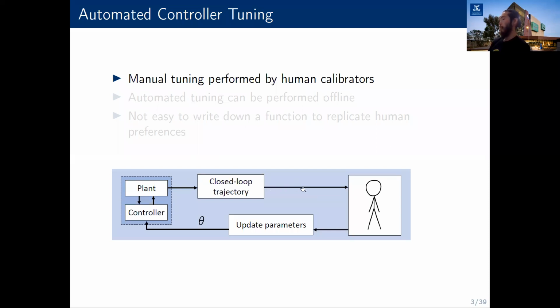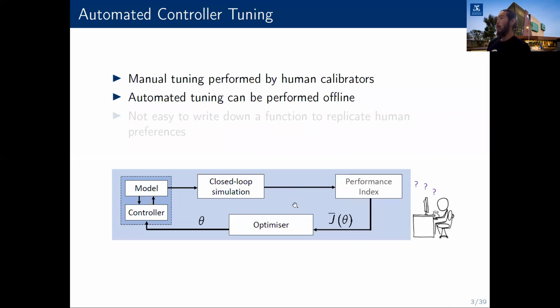So suppose this human calibrator would rather not have to do so much manual tuning. The natural thing to do would be to offload some of this work to a computer. So now we're considering an automated controller tuning approach offline. We've got a model of the plant and a controller in simulation. This generates a closed loop simulation, which gets evaluated through some performance index in conjunction with some optimizer that's going to update the parameters of the controller.